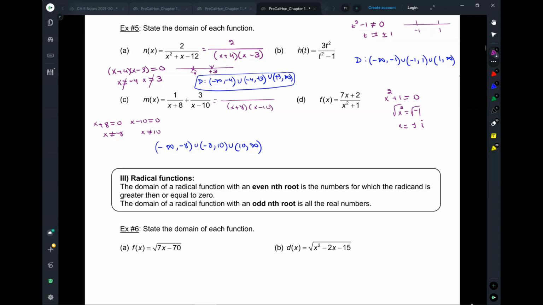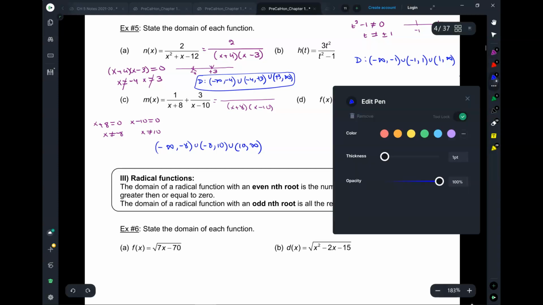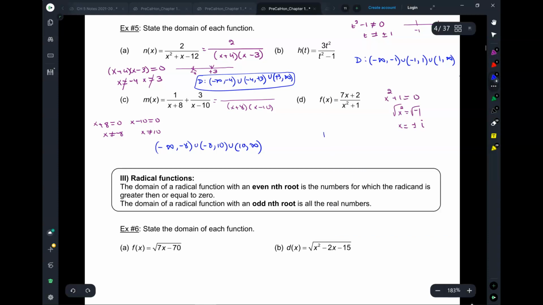That means there is no real number for which the denominator is 0. And if the denominator is never 0, then we don't have a problem. So the domain is all real numbers. There is no value; the denominator is never equal to 0, which means there are no numbers which give us an issue. So the domain is all real numbers.